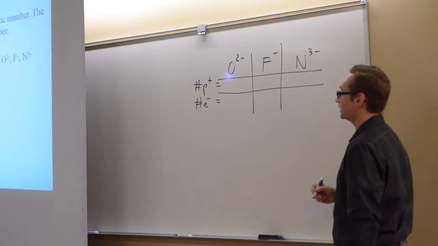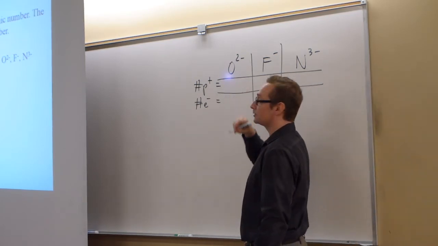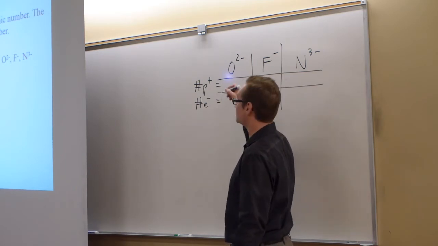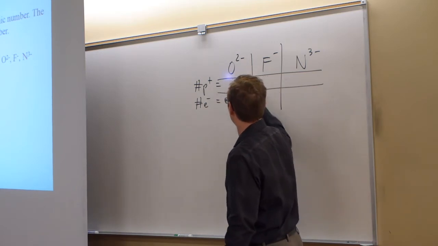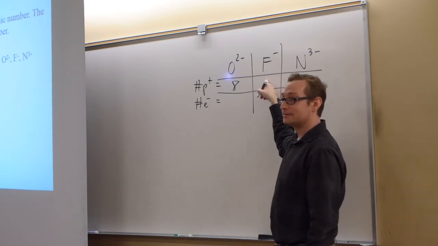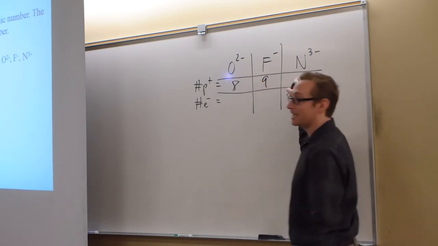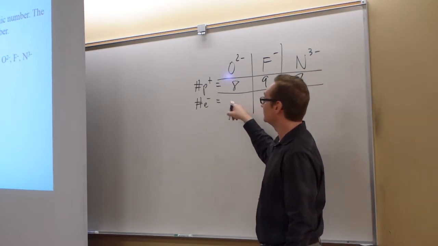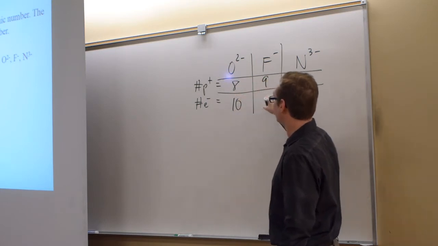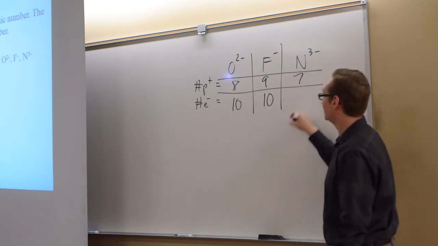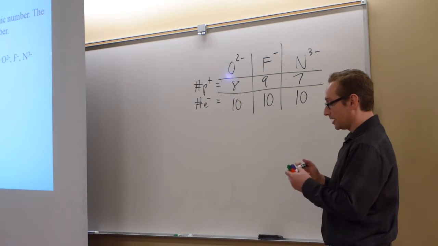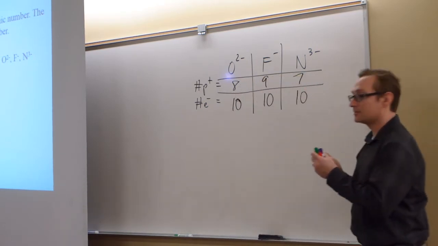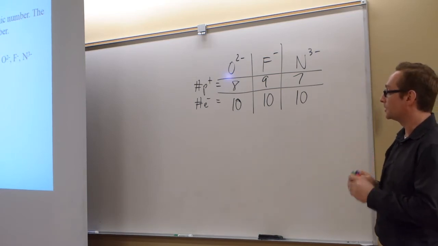So let's look at these by their proton count. How many protons are in oxygen? 8, right? So oxygen has 8, right? Fluorine has 9. Nitrogen has 7. And then how many electrons do these have? This has 10. Fluoride has 10, and nitride also has 10. So they all have the same number of electrons. It's just that now they're different by their proton count. So which one's going to be smallest?